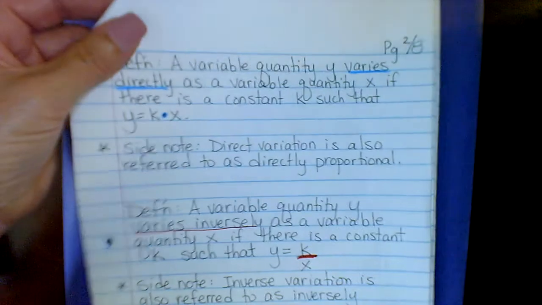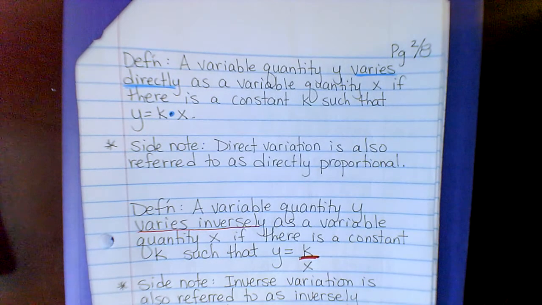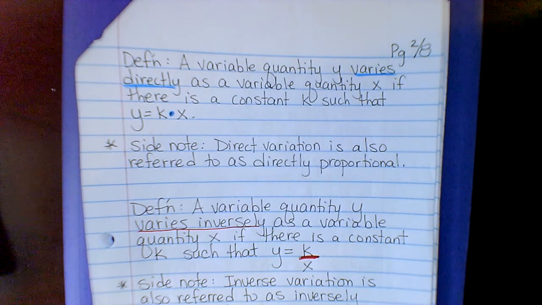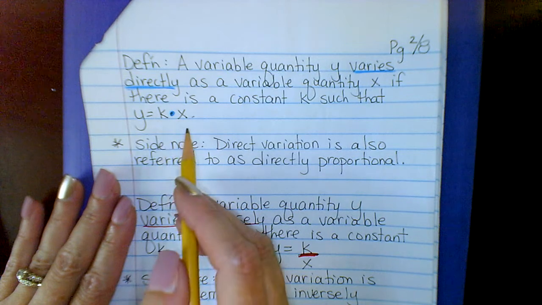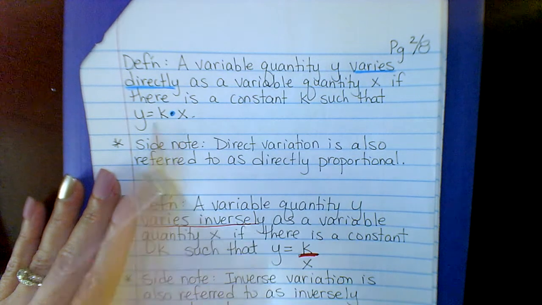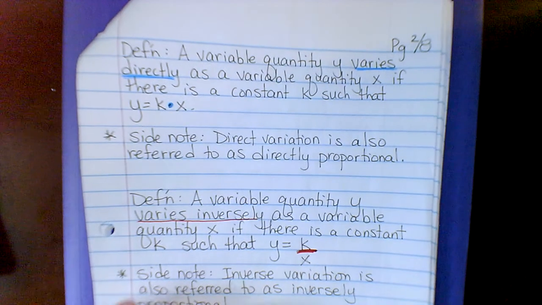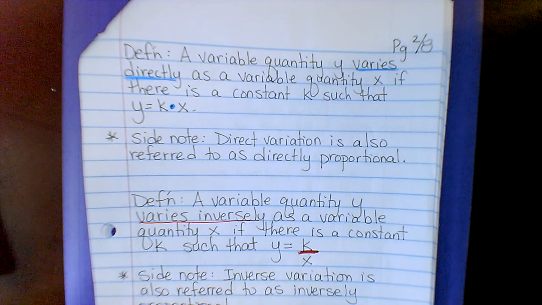All right, let's do a formal definition here. A variable quantity y varies directly as a variable quantity x if there's a constant k such that y and x are some multiple. So some multiple times x is going to give you y. Direct variation is also called directly proportional, so Hawks uses those interchangeably. I just want to warn you of that.